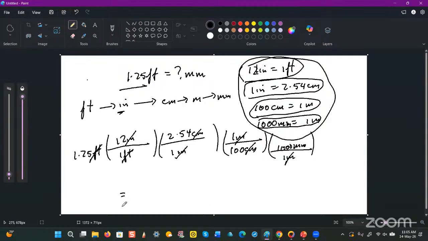So now we have to do the number crunching. But before we do that, we need to make sure that we know what type of numbers we're dealing with, right? In other words, exact numbers versus measured numbers. The 1.25 feet here is obviously measured, right? And it has 3 sig figs associated with it, right? This here is an exact relationship, right? So that has an infinite number of sig figs. The same is true for this relationship right here. That's also infinite in terms of sig figs. The same is true for this one.